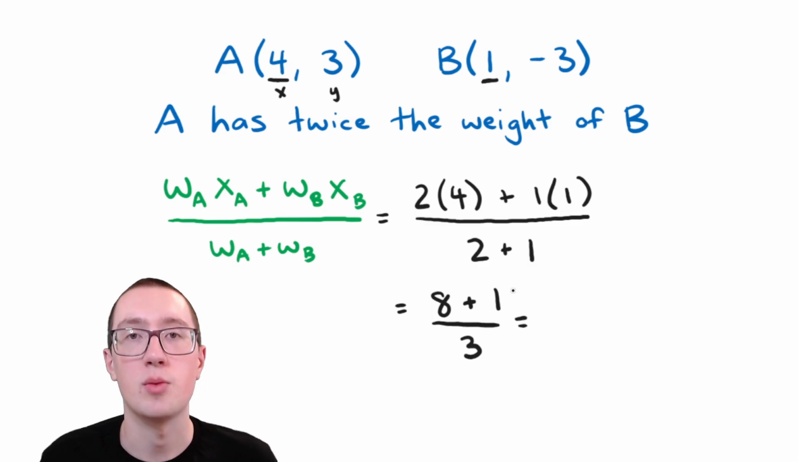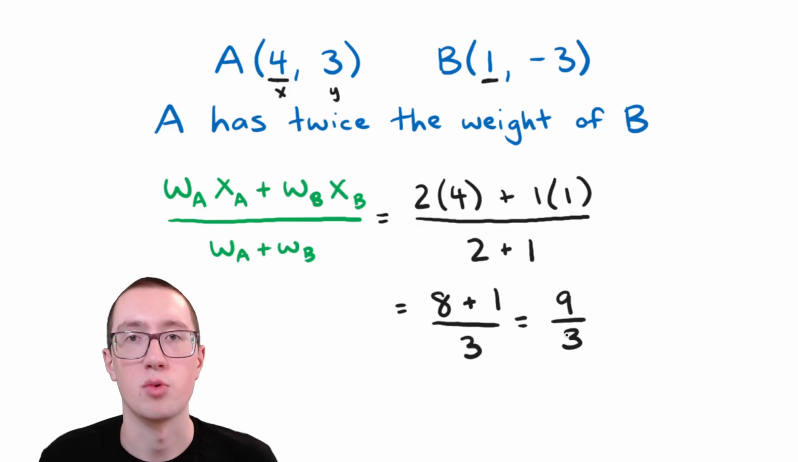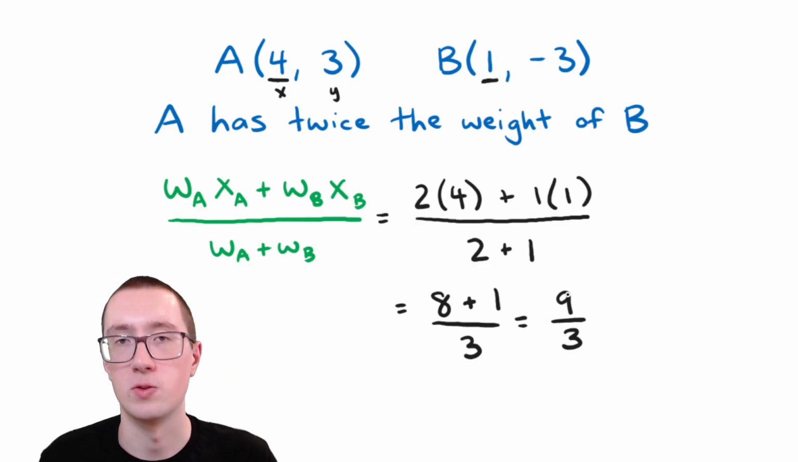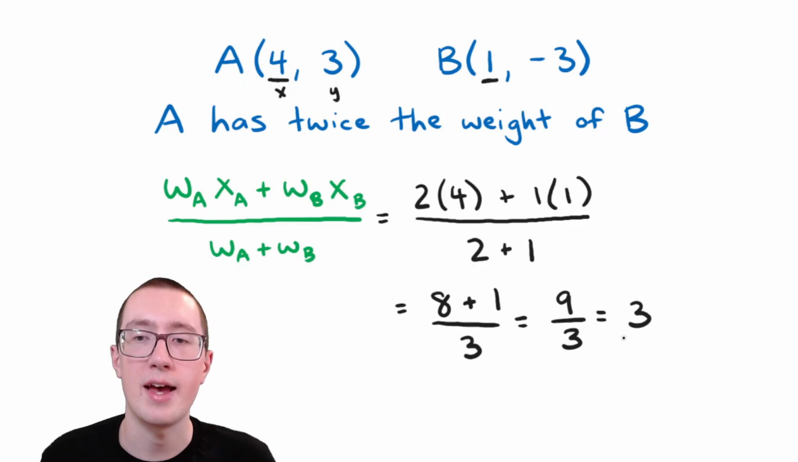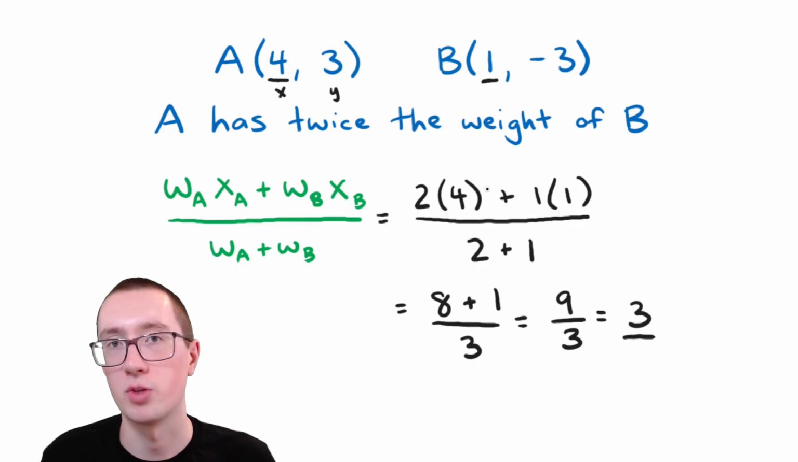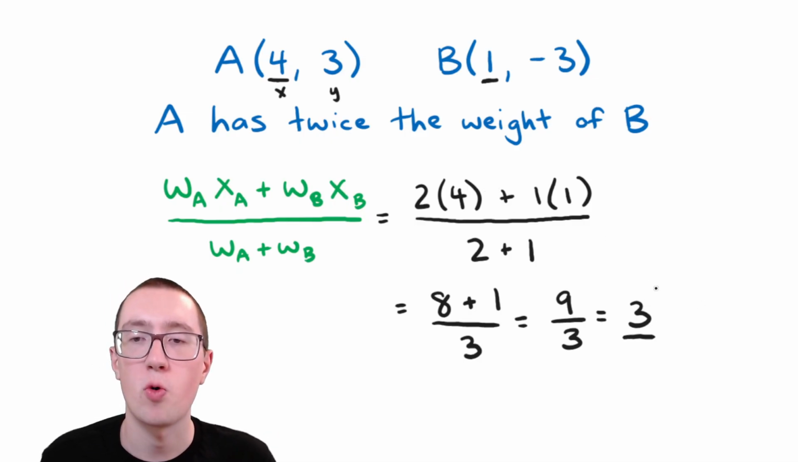Simplifying more, we have 8 plus 1, which is 9. And then we have 9 over 3. Remember, fractions are the same thing as division. So 9 divided by 3 is 3. So this means that the X of our midpoint here, which is not really a midpoint because it's a weighted average point, but the X of that point is going to be 3.